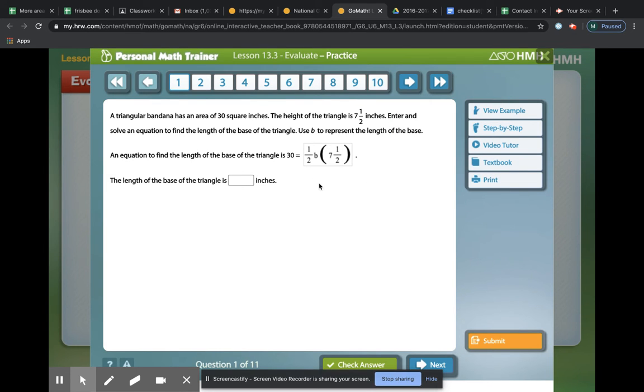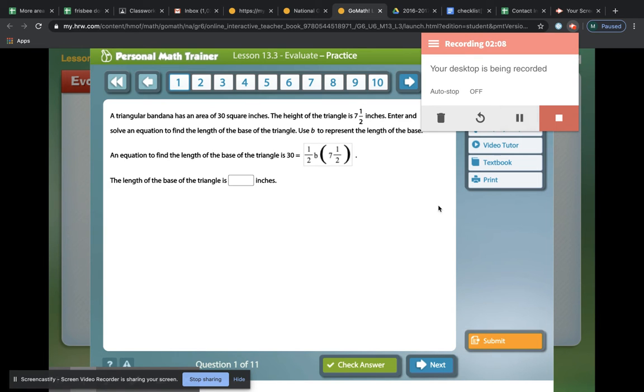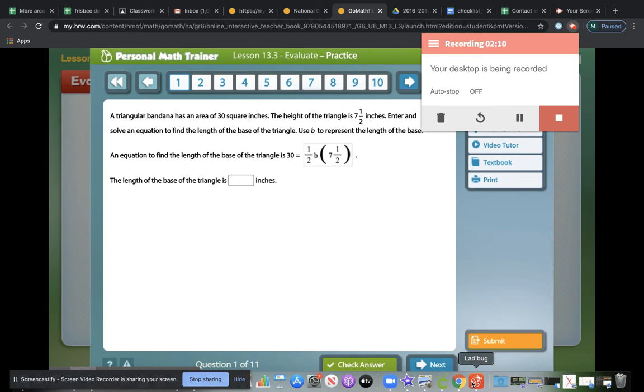We've substituted. So now we have to do just like in the video, we have to solve the parts that we know. 1/2 times base times this height. We can do 1/2 times 7.5. I'm going to use my calculator to do that, okay? And you can do the same thing. You can use your calculator button or you can use a fraction. Actually, let me go ahead and put it on the Ladybug for you guys.